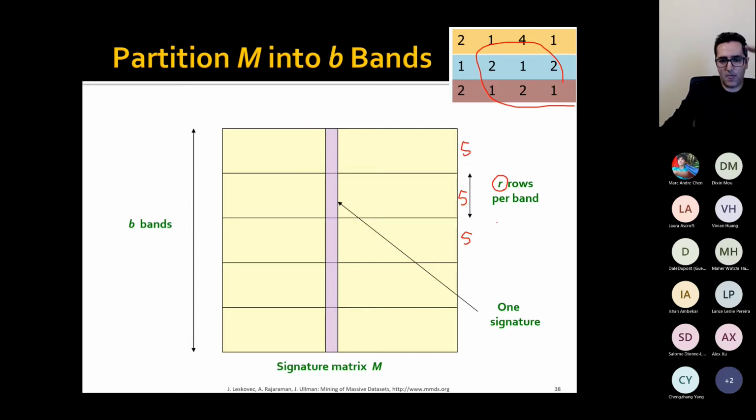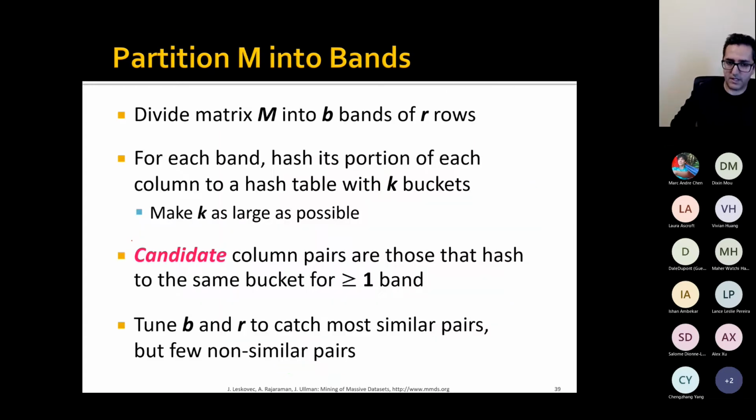And then if we have 100 permutations, so we have 100 rows, how many bands B do we have? With 5 rows per band, it will be 20. So you can divide your rows into 20 bands, each with 5 rows. And then you hash the rows. Let me show you an example.